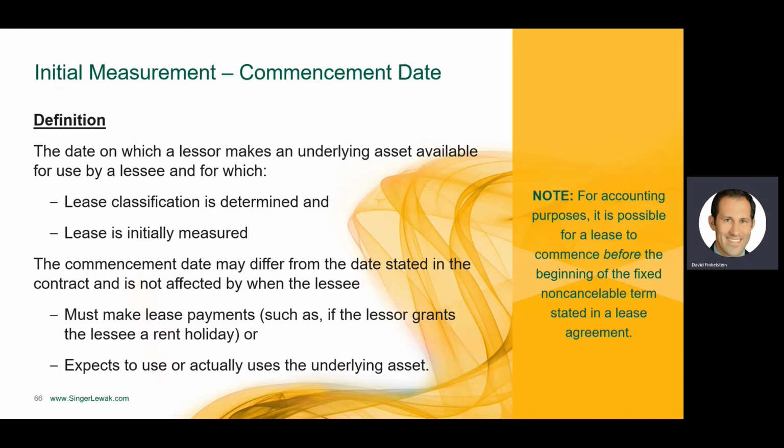And when the lessee actually expects to use or actually does start using the underlying asset. So if they have the right to enter and use it, that is what we consider the commencement date, even if they do not plan to move in there or start using it for another, say, month or 2, or even up to a year. Now, for accounting purposes, it is possible that a lease could commence before the beginning of the actual fixed non-cancelable term stated in the lease agreement. So if they do give you the right of access and use before the non-cancelable lease term starts, that would actually be considered as your commencement date.